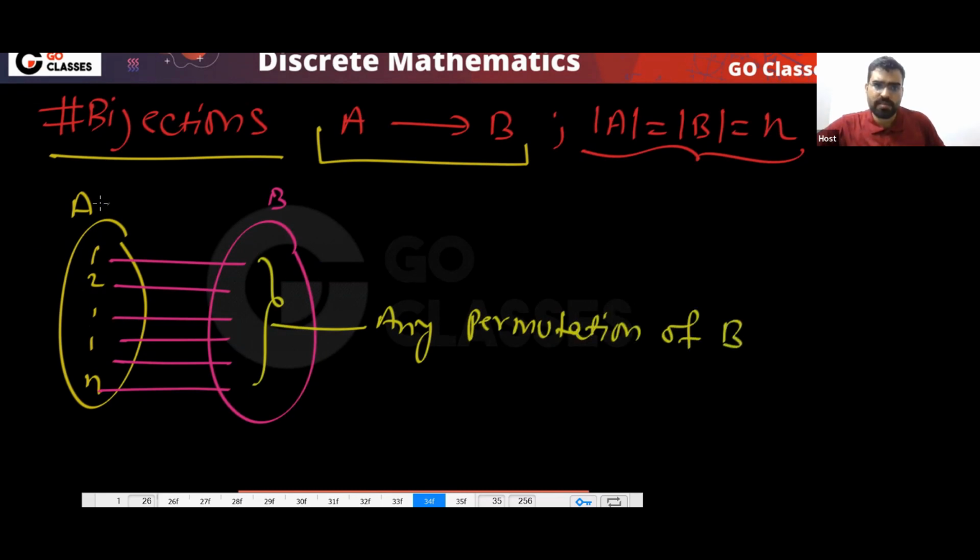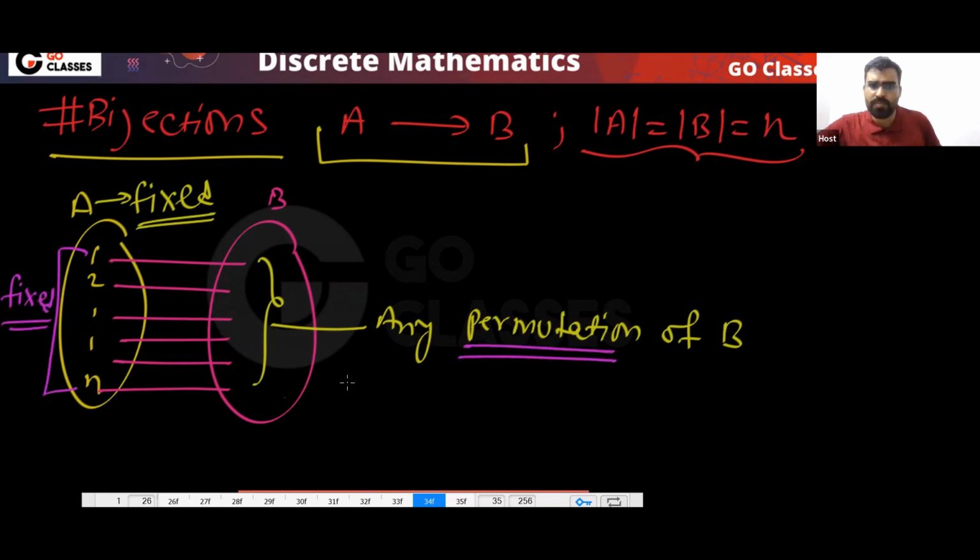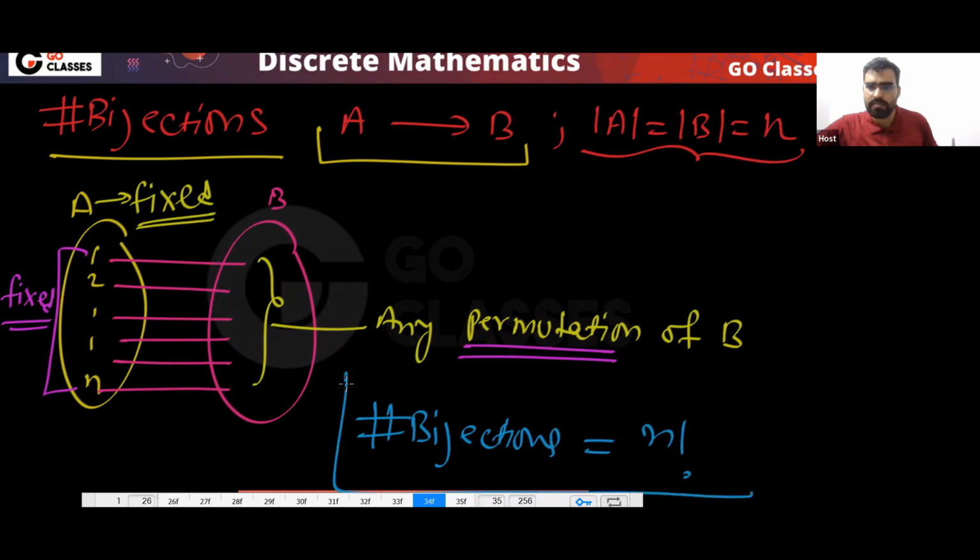This order is fixed. Now I can put permutations of B here, and finally I will get bijections. So how many bijections are possible? The number of bijections will be n factorial. These many bijections will be there.